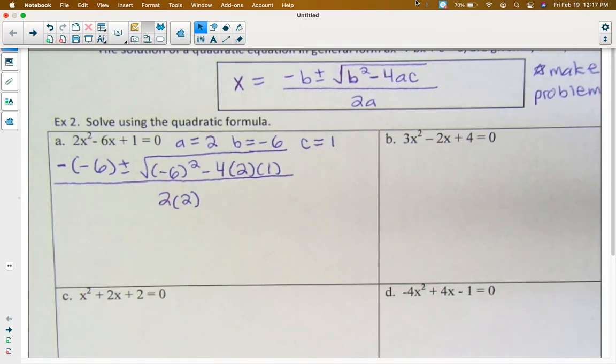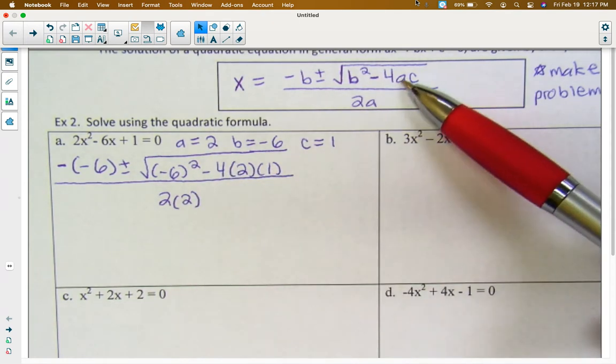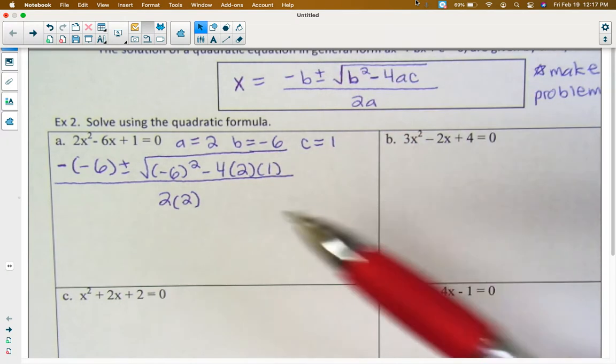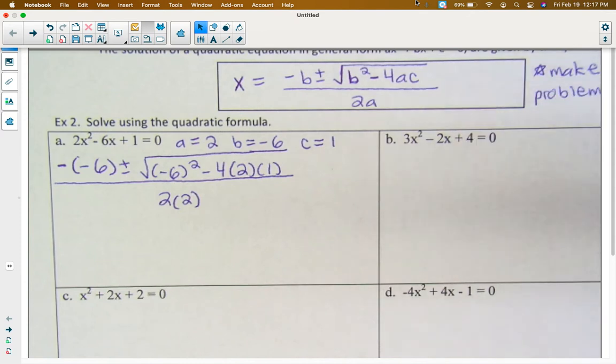This is the most important step of the whole entire process. Making sure we take A and plug it in for A. Make sure we take B and substitute it in for B. Make sure we take C and plug it in for C. Because if you accidentally mix up some numbers, you're going to get the wrong answer, and you would have done all that work for no reason.